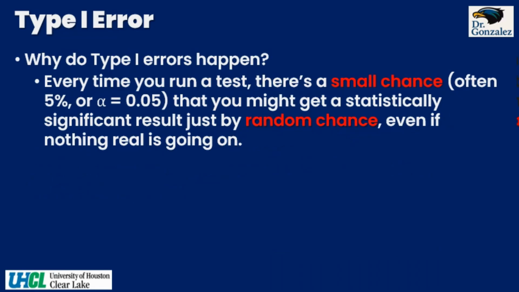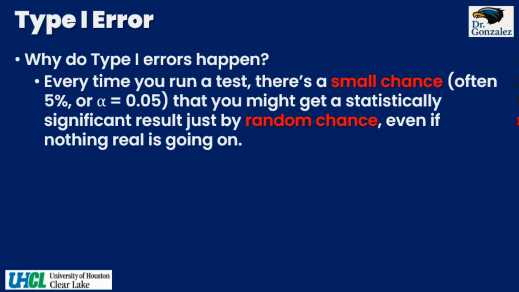So why do type 1 errors happen? Well, just think about it this way. Anytime you run a statistical test using a sample randomly selected from a population, I caught myself. I was going to say randomly selected, but random selection is not needed for correlation, all right? For a true experiment, which is not what this course is about, you need random sampling. To do a correlation, I don't.